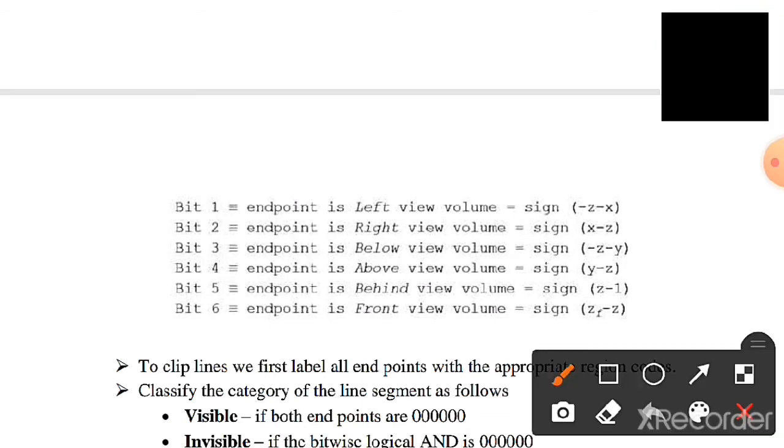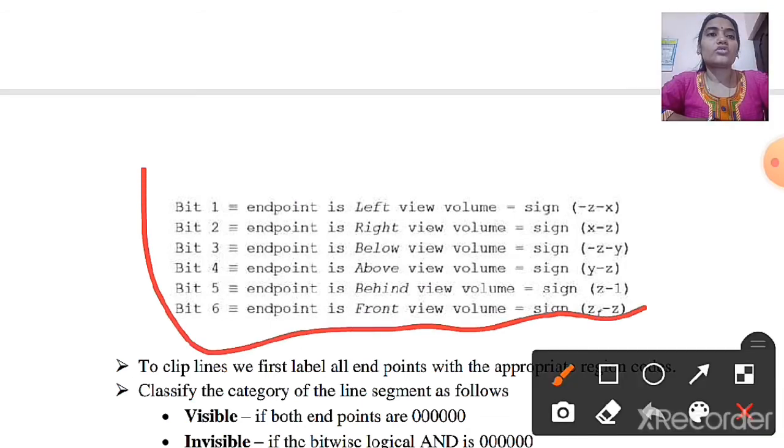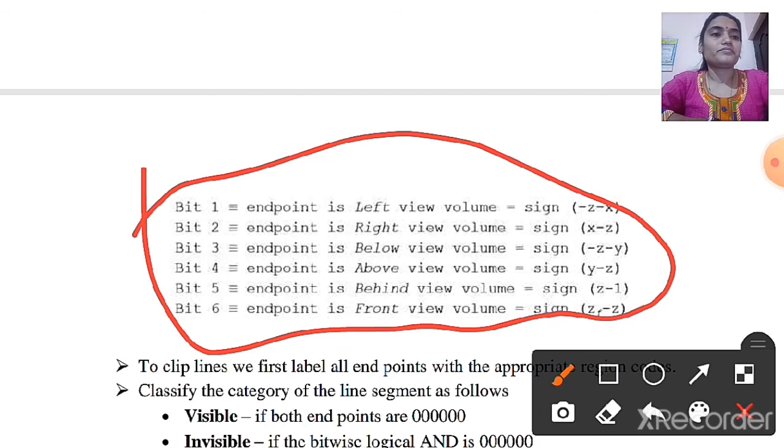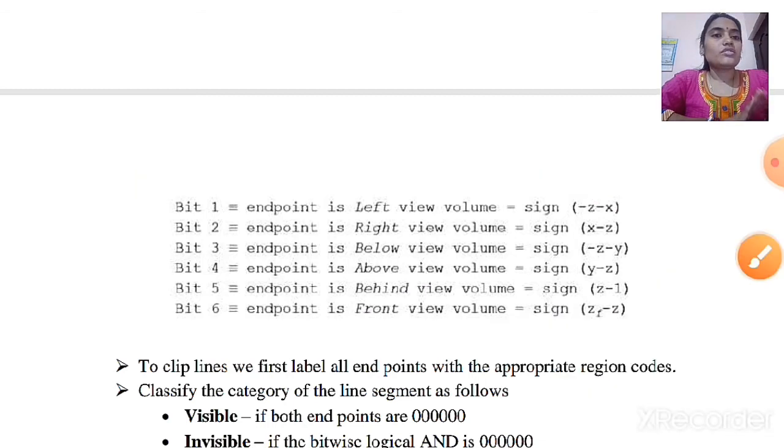So all of you should remember all these things. First we remember the bits. Bit 1 is which portion it can display, bit 2 which portion it displays. All these bits also tell which one is left, which one is right, which one is top, which one is bottom, which one is behind, or which one is front. First we remember that, then we can calculate or test these things.